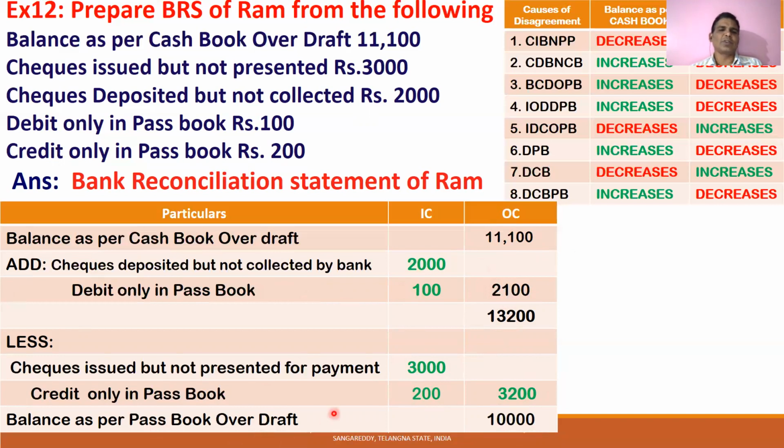If you take passbook OD balance, the answer is cash book OD balance. That is the reverse side. Once again, you see: checks deposited but not collected, cash book increases. Debit only in passbook, cash book increases. Checks issued but not presented for payment, cash book decreases, less. Credit only in passbook, cash book decreases, less. So this is about the 12th problem.